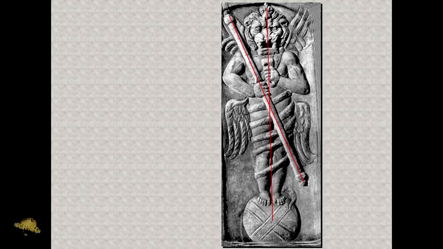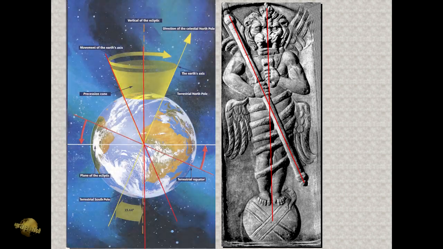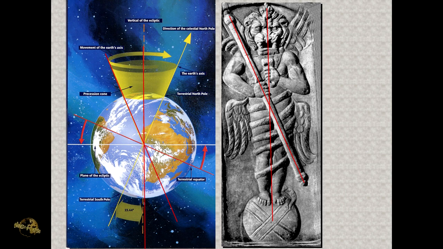The staff he holds is at 23 and a half degrees. So when you begin to really examine these ancient symbols and effigies and so forth in greater depth, they begin to yield up all kinds of interesting meanings.